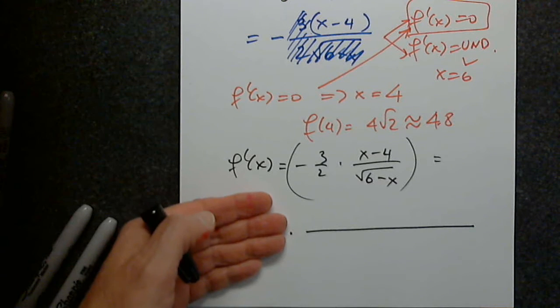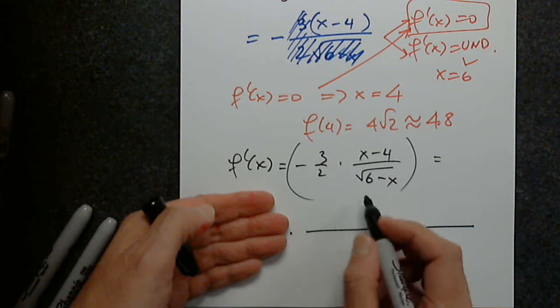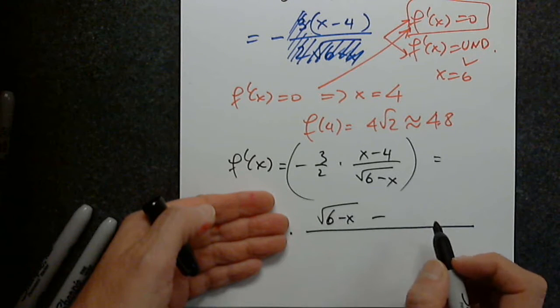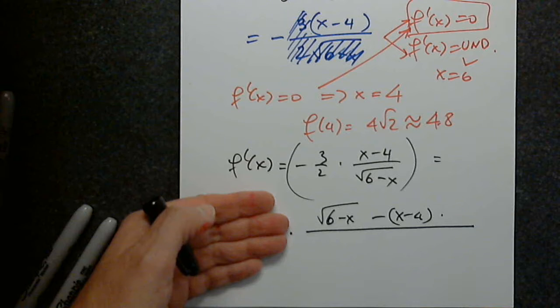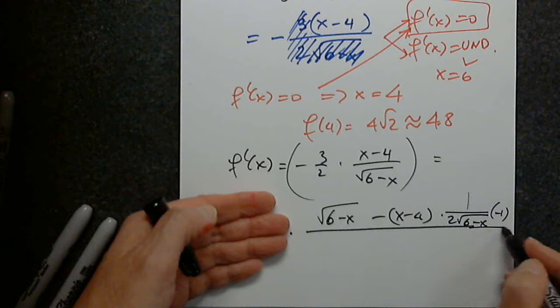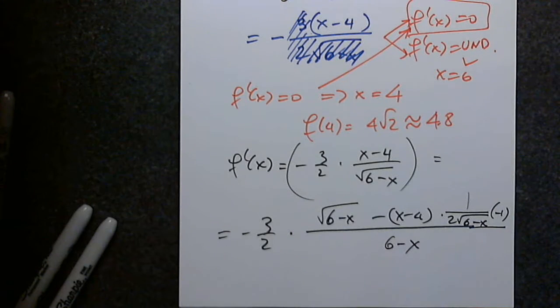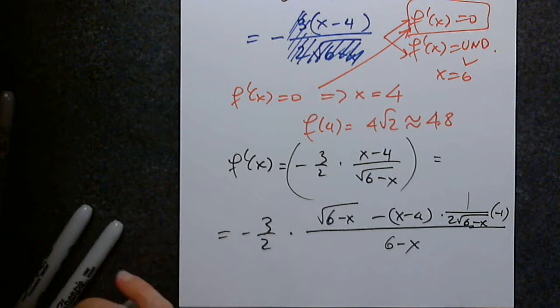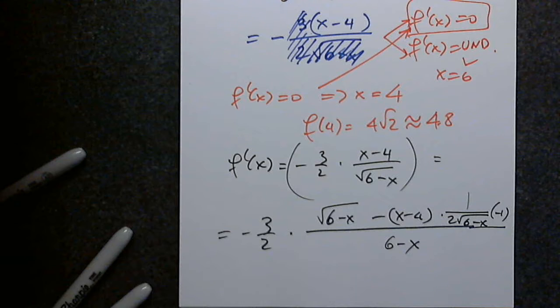It can wait patiently. So the top prime is 1 times the denominator minus the top times the denominator prime, times the inner function prime, over 6 minus x. So always try to simplify as much as you can the expression before you attempt differentiating it. I don't want that 3 or negative or 2 in there. They can wait. Questions so far before we continue?